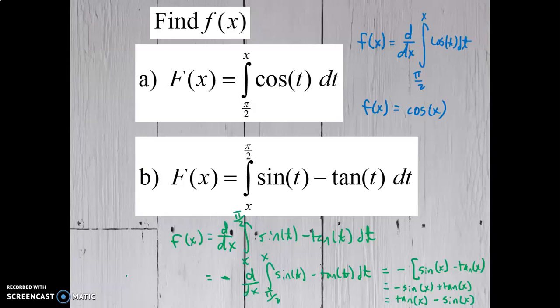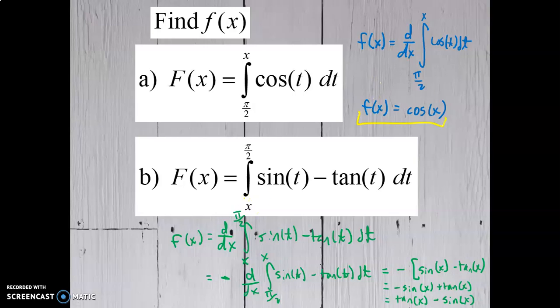All right, let's see how you guys did. So on the first one, everything's in the right place. So you're literally just plugging in x. So instead of cosine of t, the variables will switch and it'll be cosine of x. So that's it. The second one requires one extra step.